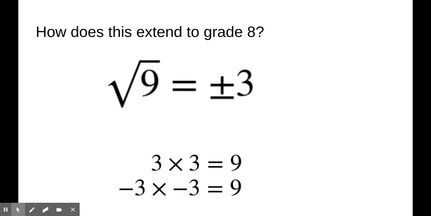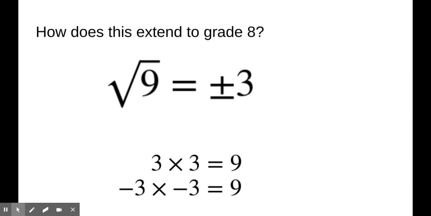So how does this extend to grade 8? Each positive number has two possible square roots. For example, the square roots of 9 are positive 3 and negative 3, so we write this as plus and minus 3. This is because positive 3 times positive 3 is 9, but also negative 3 times negative 3 is 9. Although grade 8s have not yet worked with multiplying integers, you could extend to this idea at this point.